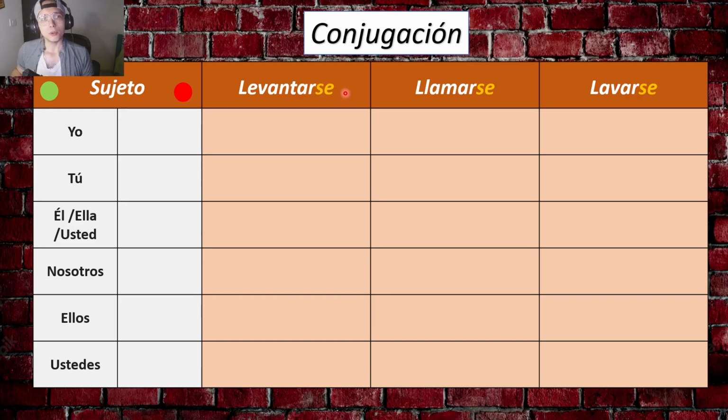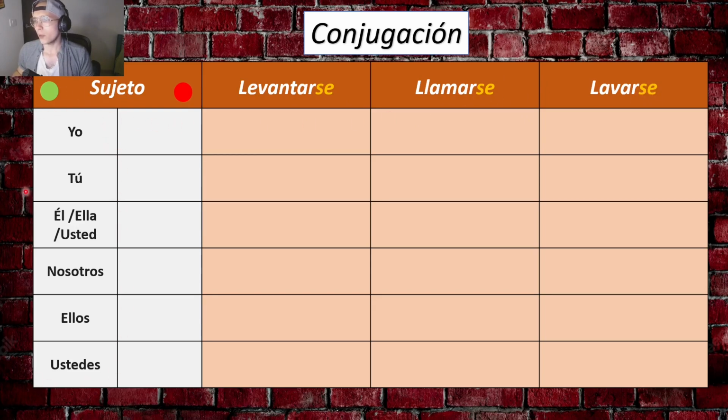Now, the thing we need to take a look at here, guys, is that even with this se, the verbs still belong either to the AR group or the ER group or the IR. We just need to see the ending of the last syllable before the se. Levantar, llamar, lavar. We can see that these three verbs are AR ending verbs, okay? So the se is only indicating that we are doing and receiving the action. Now, in these cases, this se will change depending on the subject.